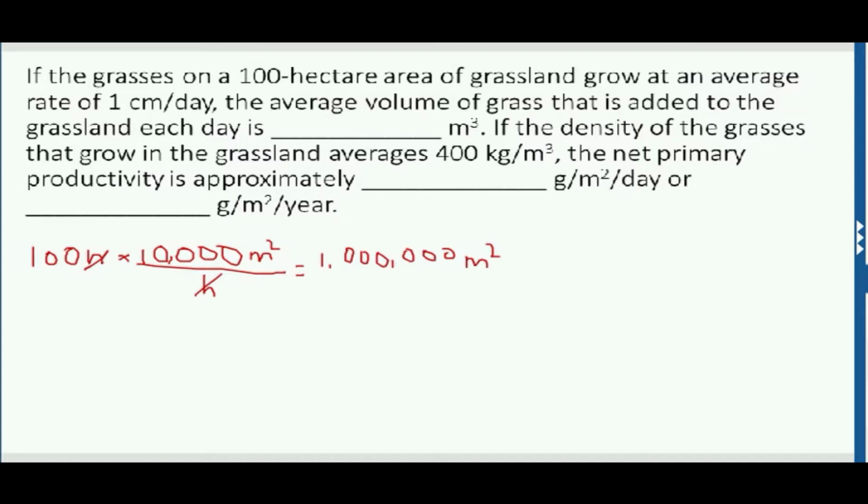And then we need to multiply this by 1 centimeter. So 1 centimeter is 0.01 meters a day. So then we'll have 10,000. So we'll have kind of what we started with. It's kind of funny.